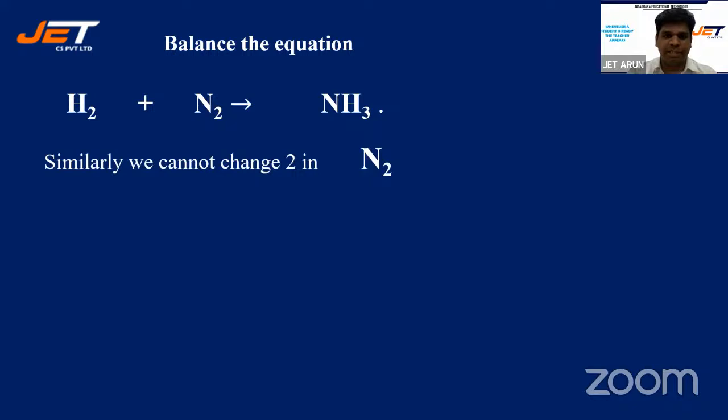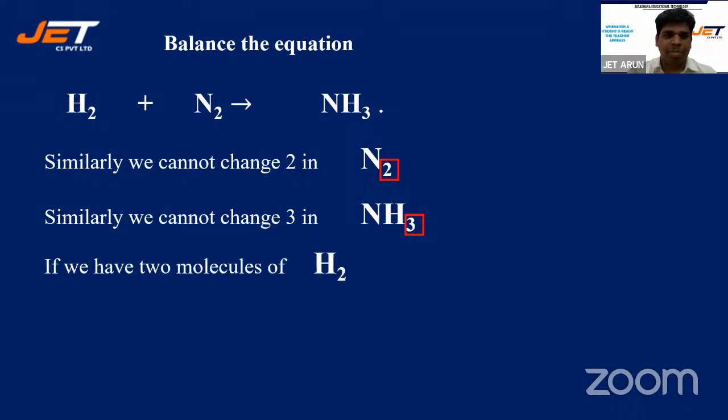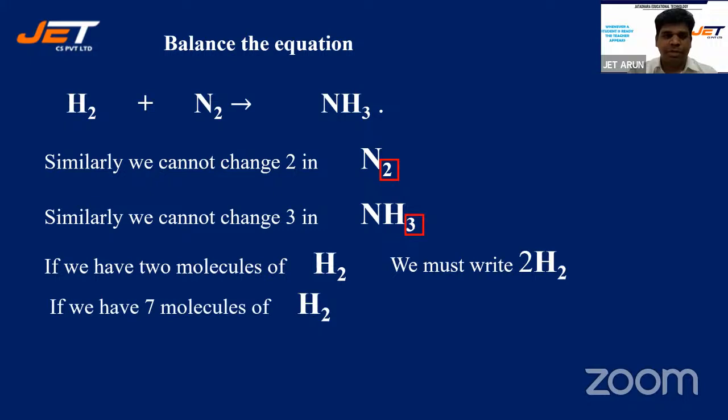Similarly, for N2, as I just mentioned. Similarly, for NH3. So let's say we've got 2 molecules of H2. We must write it as 2H2, not H4 or something like that. I cannot change the subscript and write H4, because 2 molecules of hydrogen will have 4 atoms of hydrogen. If you have 7 molecules of H2, we can write this as 7H2. So we are writing this as a coefficient of the molecule.